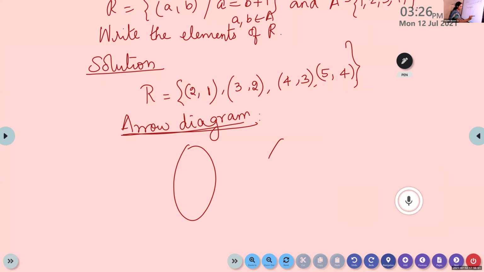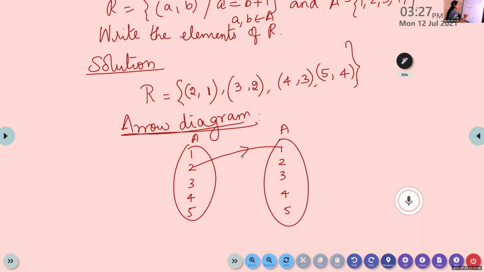So we have two sets here. A cross A is a Cartesian product. In A, we have the elements 1, 2, 3, 4, 5. Here also we have the elements 1, 2, 3, 4, 5. So under the relation R, 2 is mapped onto 1. Look at the symbol here and write. Look at the terms also. What do I say? 2, 1 is there, so 2 is mapped onto 1.